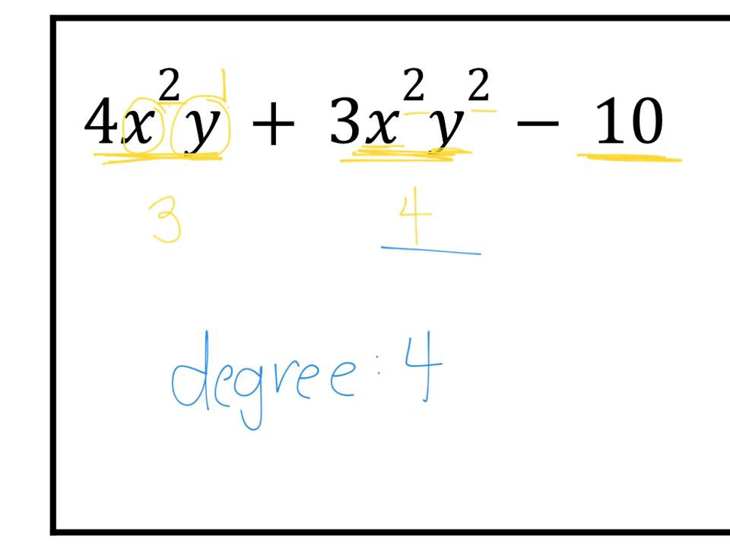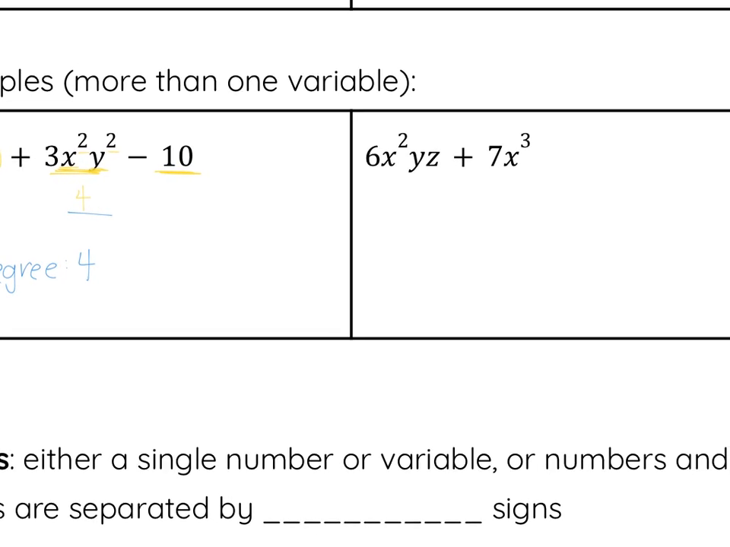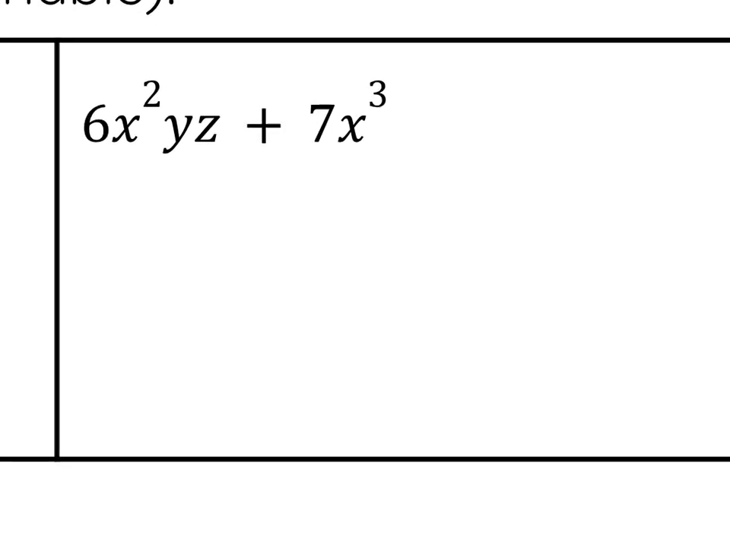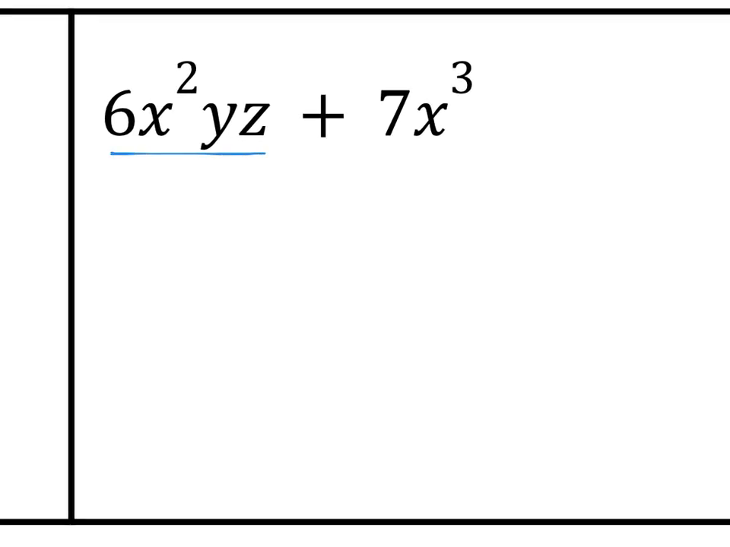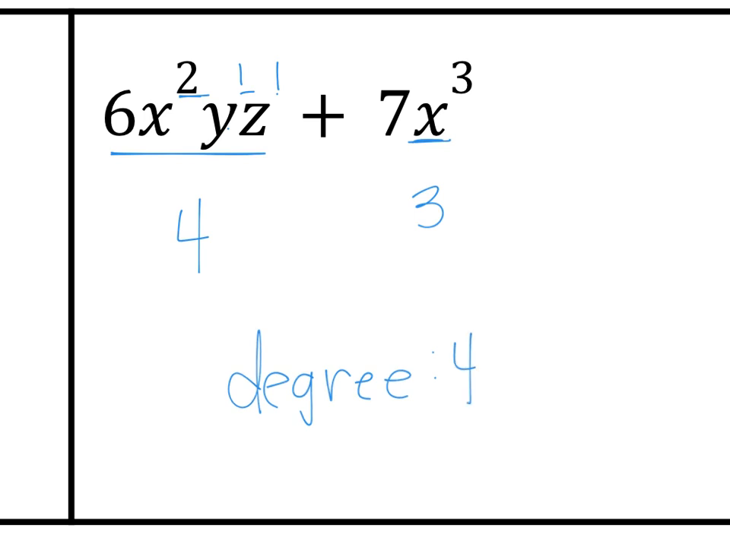Now, that's because for each term, what we have to do is add those exponents. That's only if you have more than one variable. Looking at this next example, we're going to start with this term. So this is a 2. Here on the y, it's a 1. Here on the z, it's another 1. So if I add all those up, I get 4. So here I have 4. Notice this is the only exponent, so it's 3. The degree here would then be 4, because 4 is bigger than 3. It's the highest exponent when we combine all the exponents in each term.